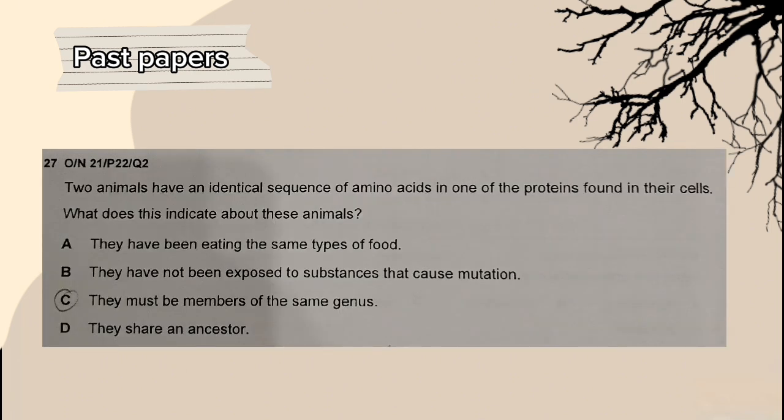Question number 6. Two animals have an identical sequence of amino acids in one of the proteins found in their cells. What does this indicate about these animals? A. They have been eating the same type of food. B. They have not been exposed to substances that cause mutation. C. They must be members of the same genus. And D. They share an ancestor. So, the correct option is C.